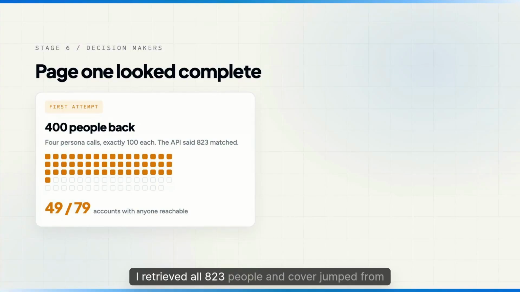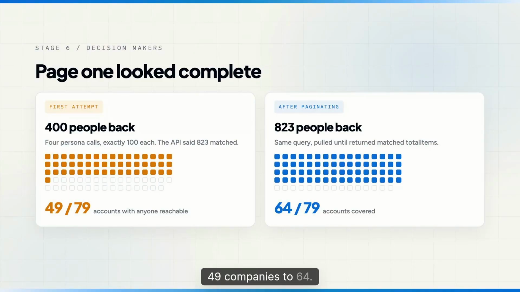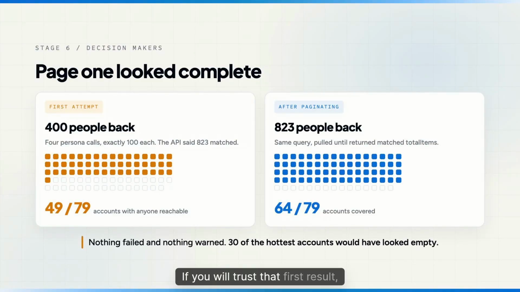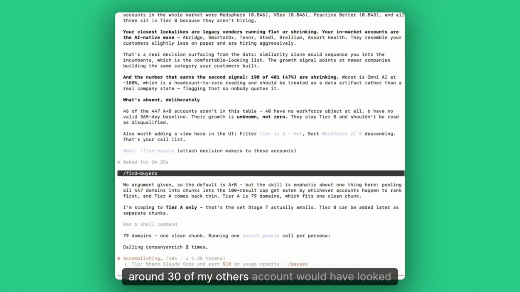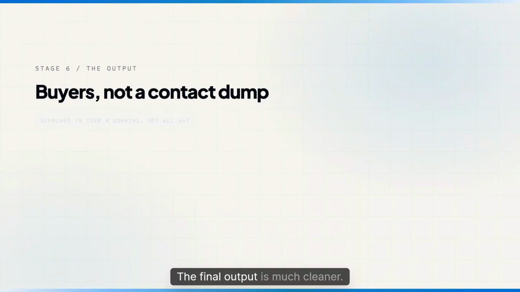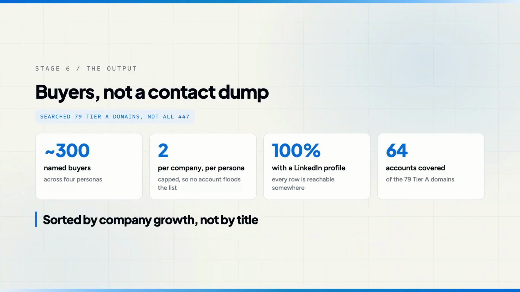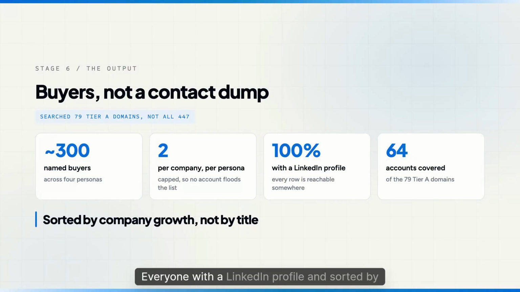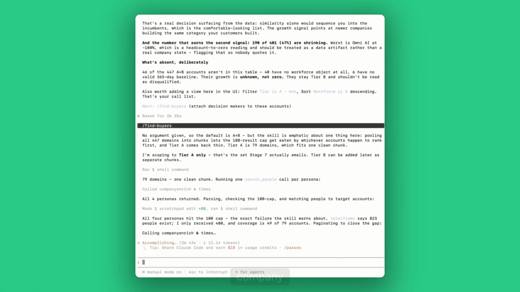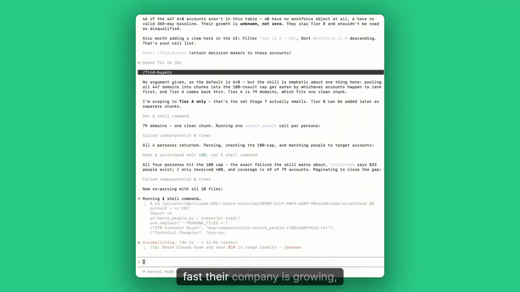I retrieved all 823 people and coverage jumped from 49 companies to 64. If you had trusted that first result, around 30 of my other accounts would have looked like they had nobody to contact. The final output is much cleaner. About 300 people kept at 2 per company and persona, everyone with a LinkedIn profile, and sorted by company growth. So now you're prioritizing people based on how fast their company is growing, not just on their title.